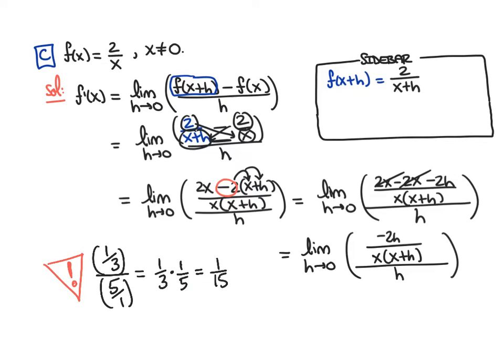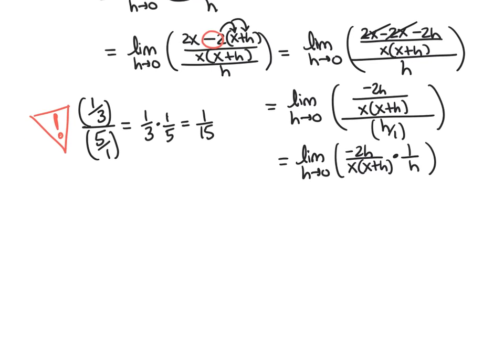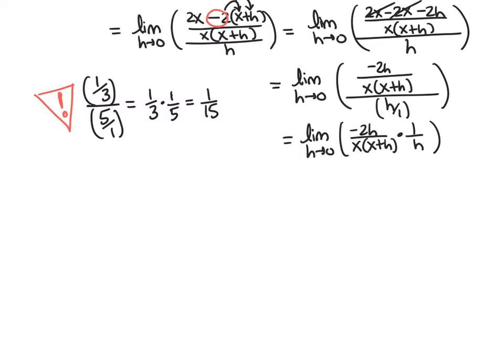So we're going to do the same thing here. You're dividing really by h over 1, so what you'll end up with is minus 2h over x times x plus h times 1 over h. Okay, that works out really nicely because those h's are going to cancel. And your final expression within the limit is minus 2 over x times x plus h.